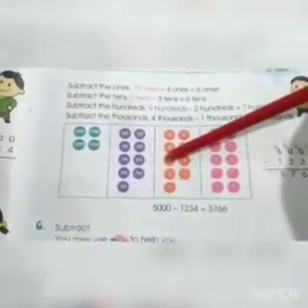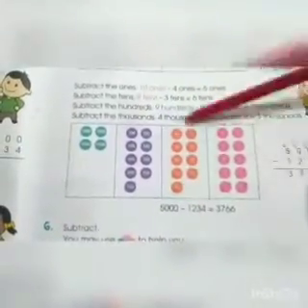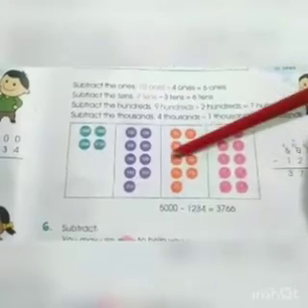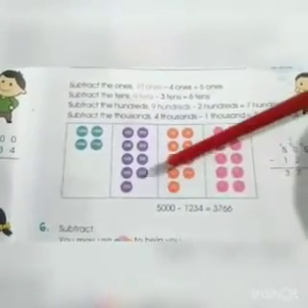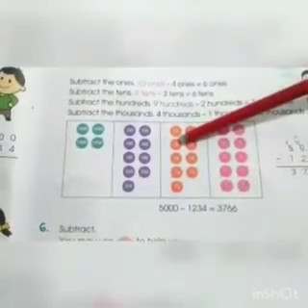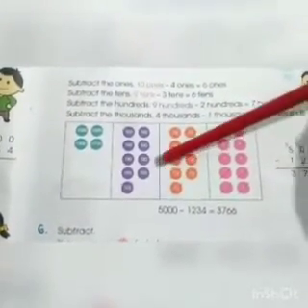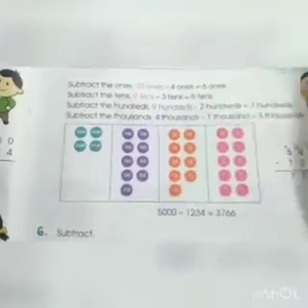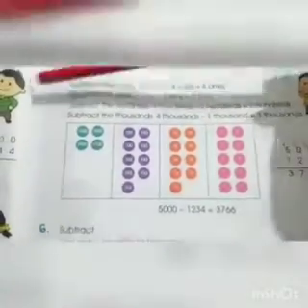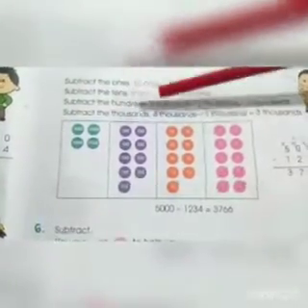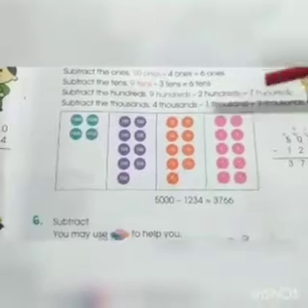Okay class, you can see there are 9 sections of tens. When we cross 3 sections of tens, how many sections are left? 1 2 3 4 5 6. Okay, 6 tens are left. Subtract the hundreds. 900s minus 200s is equal to 700s.